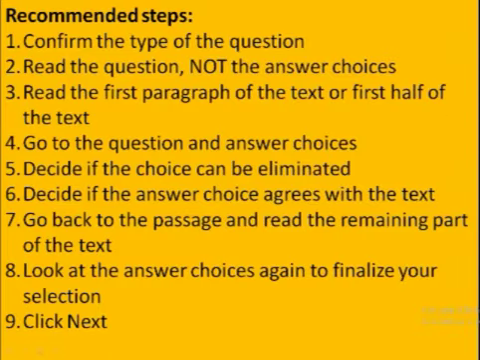Now these are the steps which are recommended. Number 1, confirm the type of the question. Read the question, not the answer choices at this stage. Read the first paragraph of the text, or if the text is small, then just read the first half of the text. Go to the question and then answer choices. Decide if the choice can be eliminated. Decide if the answer choice agrees with the text. Go back to the passage and read the remaining part of the text. Look at the answer choices again to finalize your selection and then click next. Let's do it with an example.